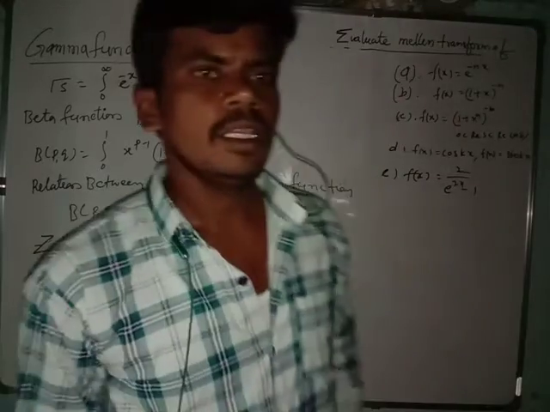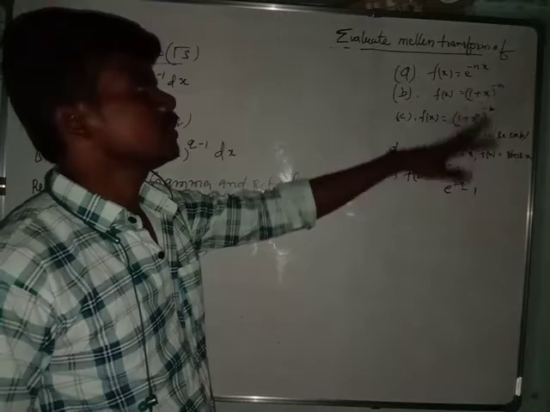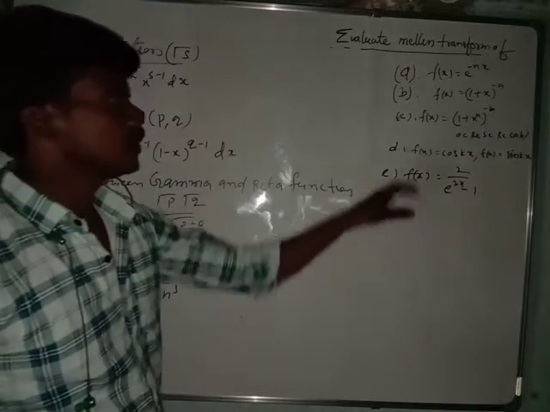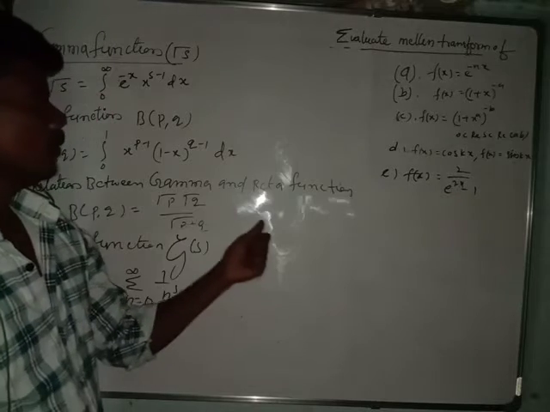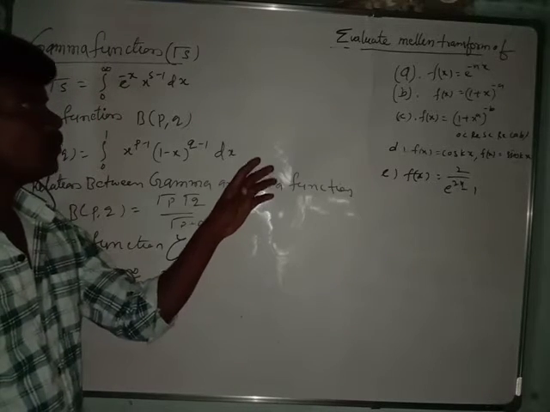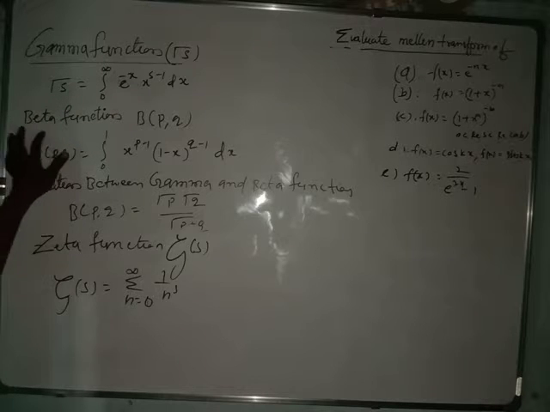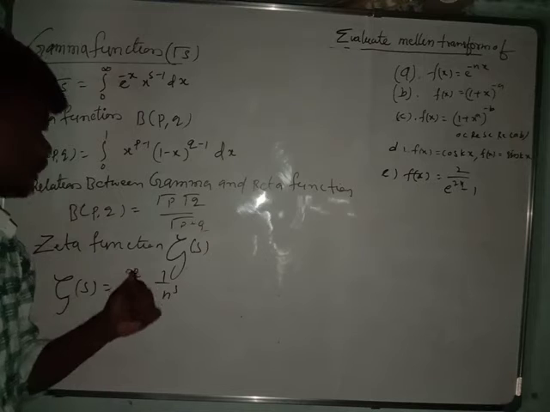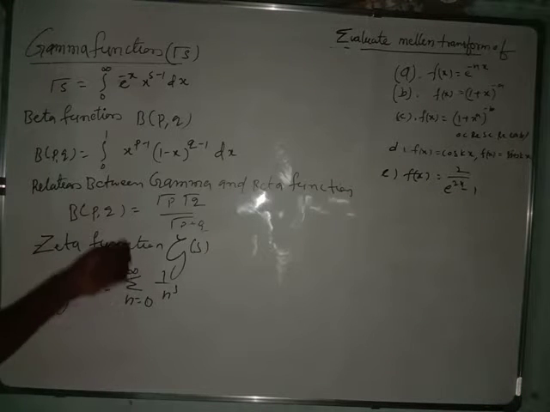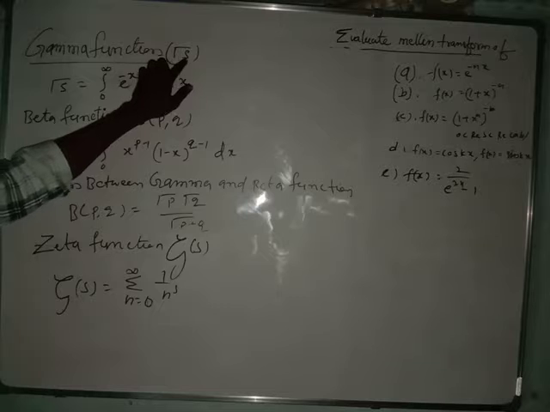Good morning. In this video, we evaluate the Mellin transformations of functions. Before going to this topic, we must know the properties of the gamma function and the beta function, and the relationship between the gamma, beta and zeta functions. Now the gamma function is denoted gamma of s.